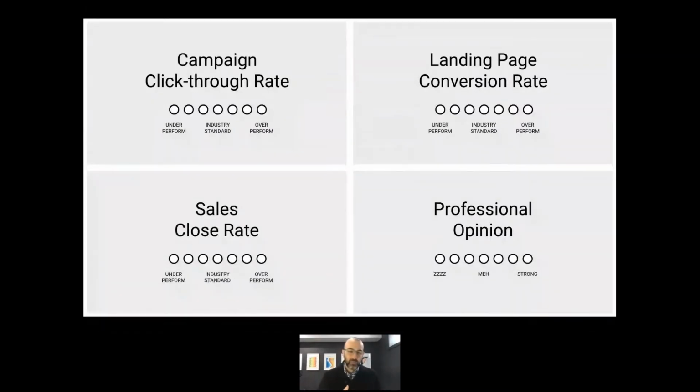The first one is looking at campaigns with a click-through rate, understanding where the industry standard is, where your historical performance has been, and what tends to be your spectrum of options there based on the messages that you're putting out. Are you underperforming or are you overperforming? The same thing can be done with landing page conversion rates. Once you have driven traffic, whether paid or organic, to those landing pages, what's the conversion rate? What's the expectation? What's that success and failure criteria? And are you under it or are you above it?